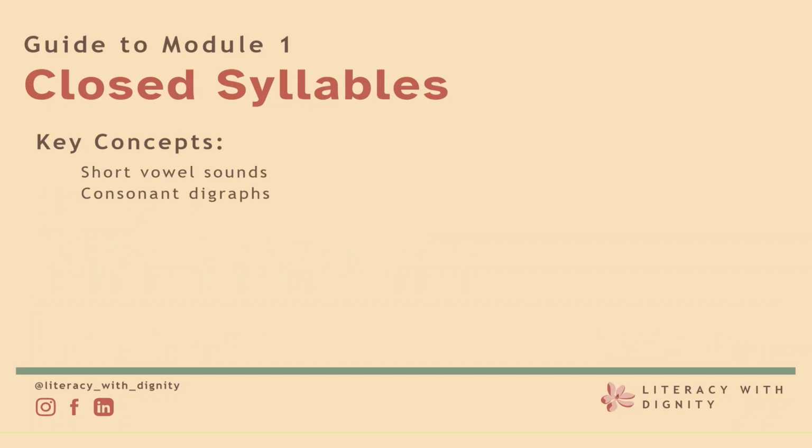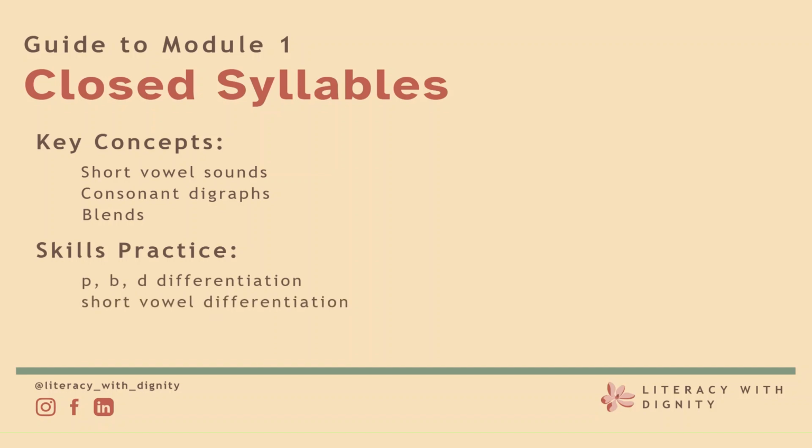Short vowel sounds, consonant digraphs, blends, and some skill practice are also included in Module 1: P, B, and D differentiation, and short vowel differentiation. By that I mean students tend to mix up the E and I short sounds, eh and ih, particularly if they are speakers of another language. Those are really tricky, so there's going to be a lot of practice in these packets with vowels that are very close together. And also a spelling rule, doubling. For example, taking stem and adding ed to the end, you have to double the M, and also to put an ing at the end.